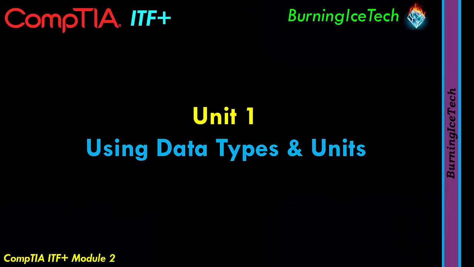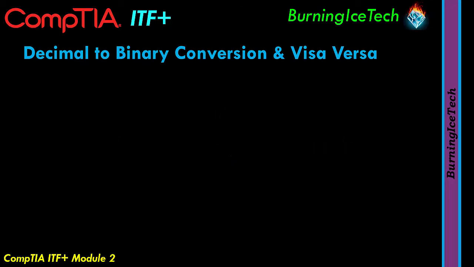Alright folks, let's start with Unit 1, using data types and units. The very first topic we're going to be talking about in this unit is something called decimal to binary conversion, and then obviously vice versa, so literally doing that in reverse.